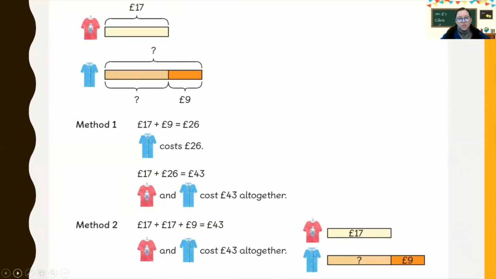Okay, so this is just showing us how we solve it. We knew the amount that the red shirt cost, and we knew we needed to add 9. This is the way we did it, method 1. You could have done it another way. You could have thought, well, we know that's 17, and that's 9. So you could have done 17 add 9, and you would have got the same number. But we just did it in 2 steps, which makes it slightly easier for us, especially if you're not quite sure what it's asking you.